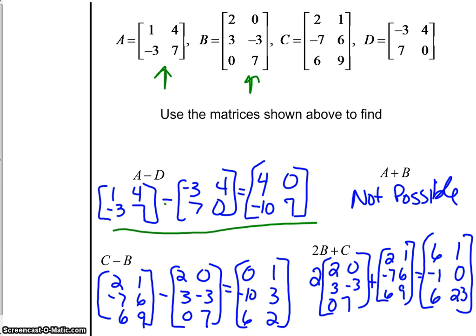C minus B was pretty straightforward, but it was really about writing it in the right order. So having it written out does help. For 2B plus C, we had to first do scalar multiplication on B and then do the addition. You do have to do the multiplication before you can do the addition. So we took 2 times 2 is 4, plus the 2, and that's how we got the 6. 2 times 0 is 0, plus the 1, and that's how we got 1. So those are the answers there.